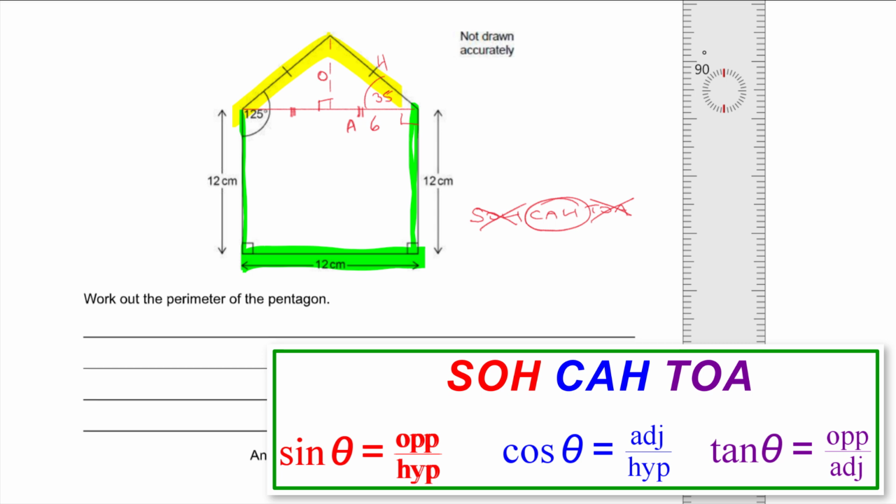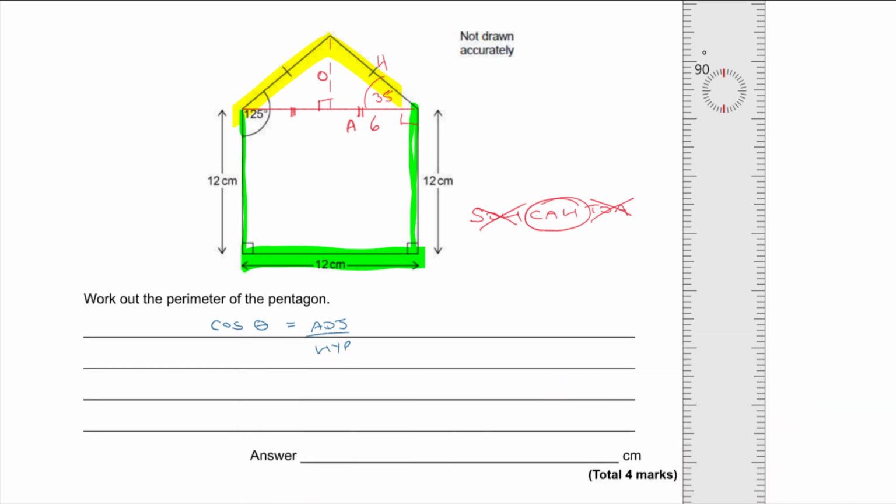So I'm going to write down the cosine formula. Cos theta is equal to adjacent divided by hypotenuse. Okay, subbing into the formula, cos 35 is equal to the adjacent, which is 6, divided by the hypotenuse, which I'm trying to find. Okay, so rearranging that then, our hypotenuse is going to be equal to 6 divided by the cos of 35. These two swap around, don't they? When you've got the thing you want to find at the bottom, you just switch these two around like that.